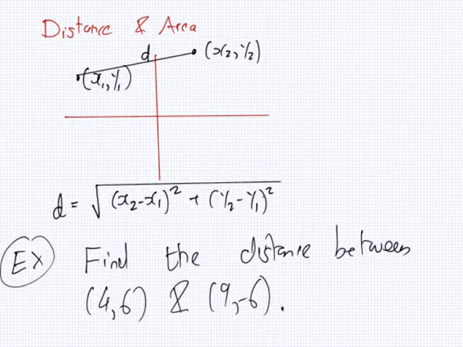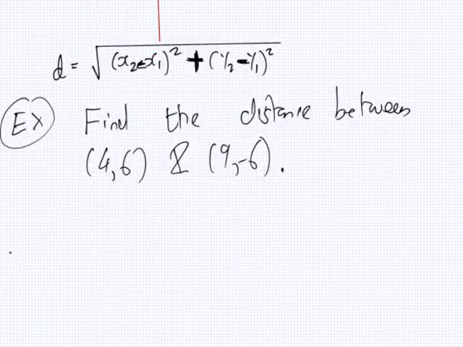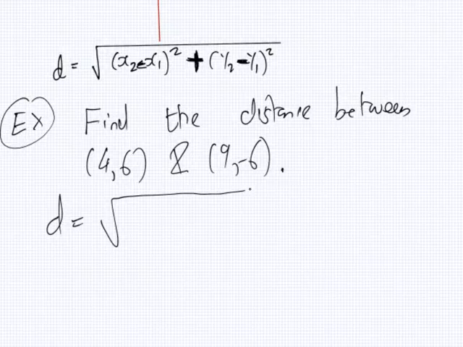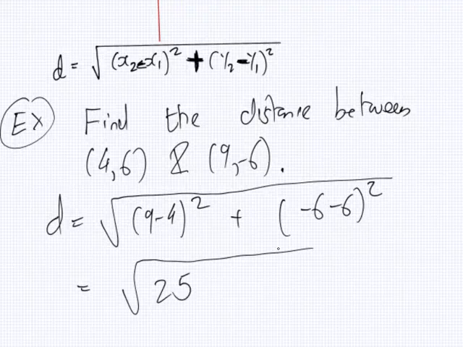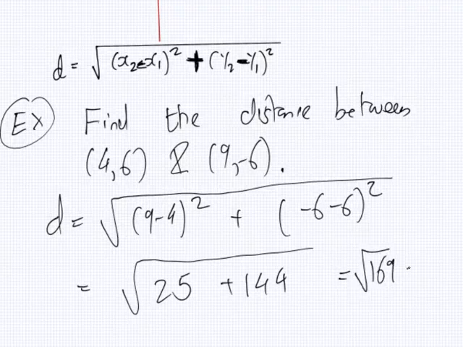Common mistakes students make is mixing up the minus and the plus. So it's minus on the inside with the square and then plus between them. You got an answer? Okay, so let's calculate here. The distance will be square root of (9 minus 4) squared plus (minus 6 minus 6) squared. So this is 5, isn't it? And then this is 144. So what's that? Root 169, which is 13. So it's just straightforward use of the formula for this.